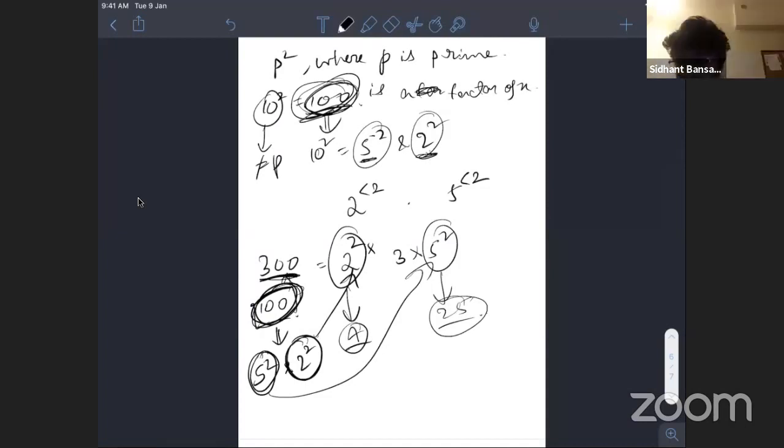Yeah, if k square is a factor of n where k is not prime, then x square will also be a factor of n where x is a prime factor of k. Yeah, so I just took the example as 100.